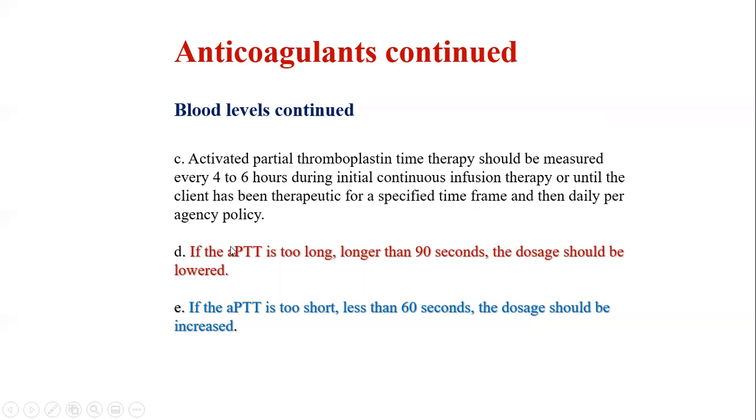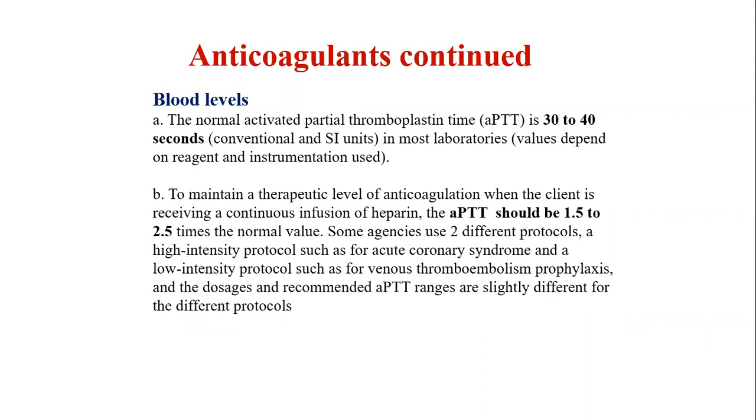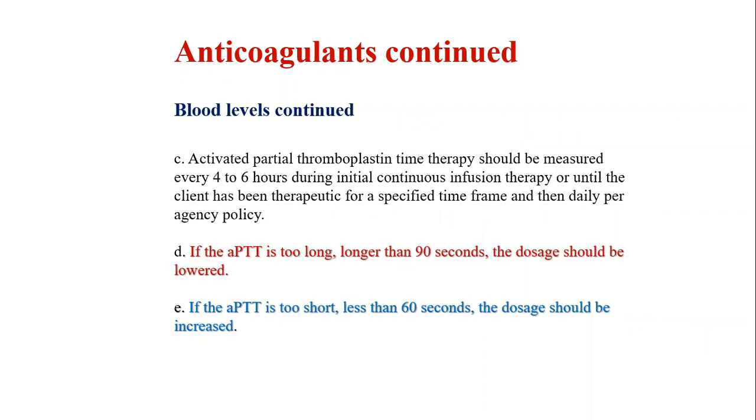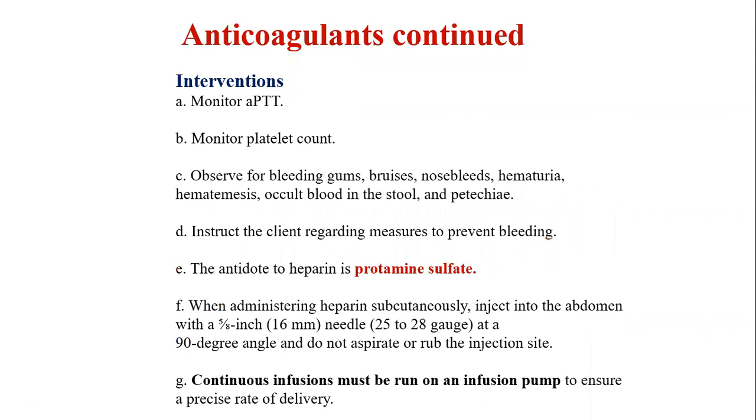If the activated partial thromboplastin time is too long, longer than 90 seconds, the dose should be lowered. So what is the normal PTT? 30 to 40 seconds. So if it is longer, we have to change the dose. If the PTT is too short, less than 60 seconds, the dose should be increased.